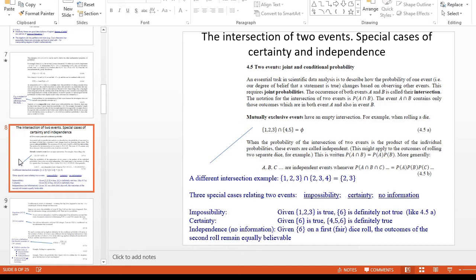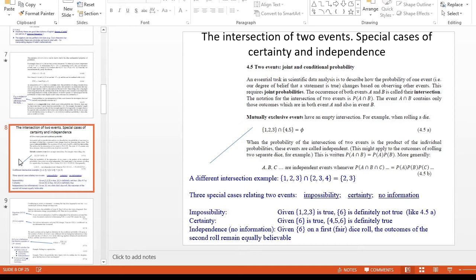You need to know this can happen in a few important different ways. Equation 4.5a describes mutually exclusive events which have an empty intersection. There are no outcomes which are in both. The example is when rolling a die, getting a 1, 2, or 3, intersection with another event, getting a 4 or a 5, that has no outcomes in common.